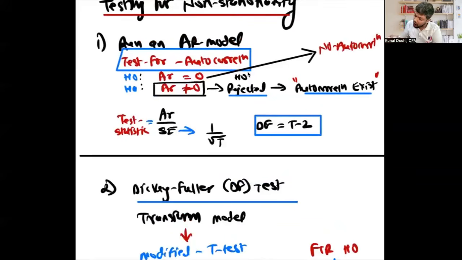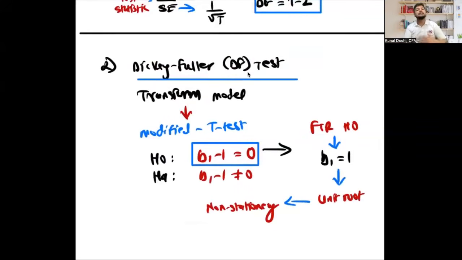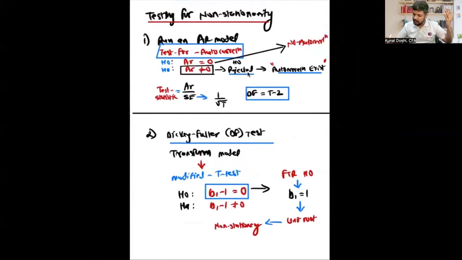I'll repeat, in the autocorrelation test, if we rejected the null, null means there is no autocorrelation. But if we rejected it, it means there is autocorrelation. In the Dickey-Fuller test, the null is b1 minus 1 is equal to 0. But if we fail to reject that, that means b1 is equal to 1. And that will become a unit root problem. That means we cannot use the model.